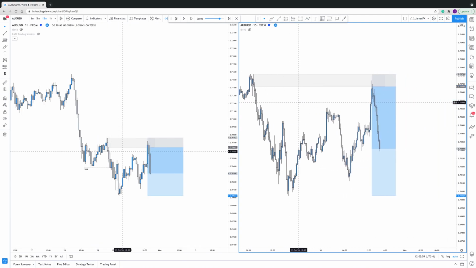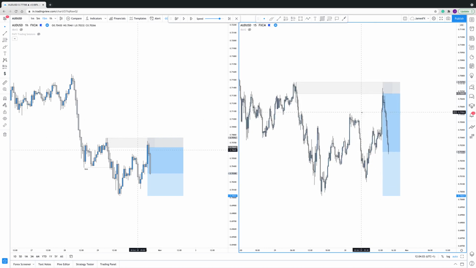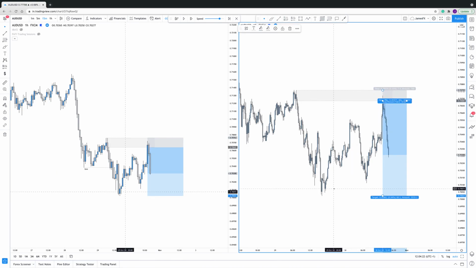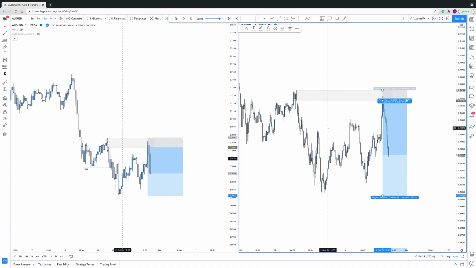Okay, and then you can see what we got was price tapped in, mitigated to the 50% of the order block, and then the momentum came in. Now, as we refine it down, we have nearly 9% to the low, as opposed to 5% here. So we've nearly doubled our return just to the low.